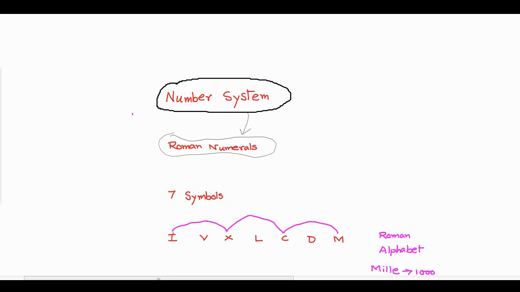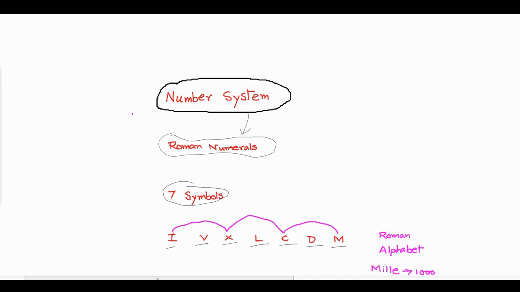In Roman numerals, 7 symbols are there. Those 7 symbols are I, V, X, L, C, D, M. This is a very important thing.